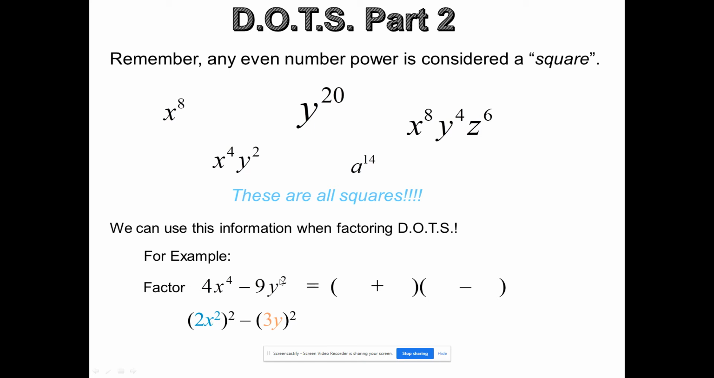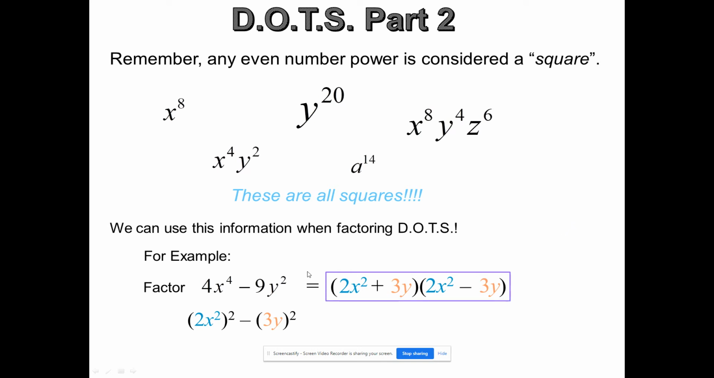What would we square to get 9y squared? Well, we would square 3y, because 3 squared is 9, and then y to the second power is y squared. 2 squared is 4, and then x squared to the second power is x to the 4th. So I have 2x squared and 2x squared, and I have 3y and 3y. Perfect. So that would be the factored version of it.